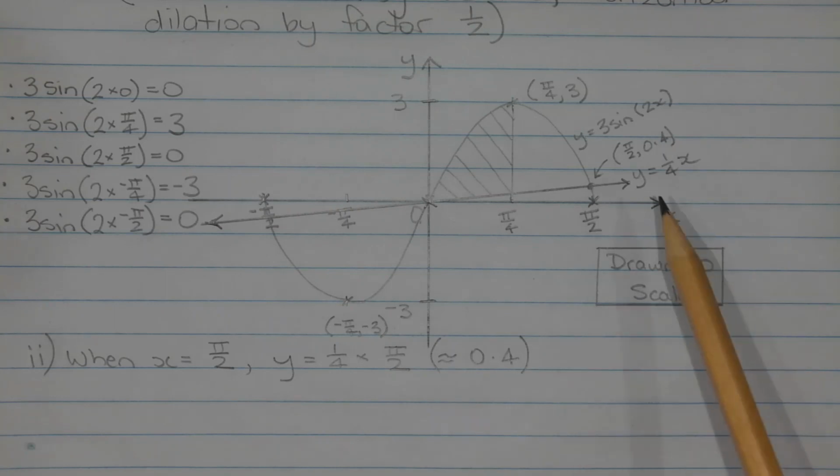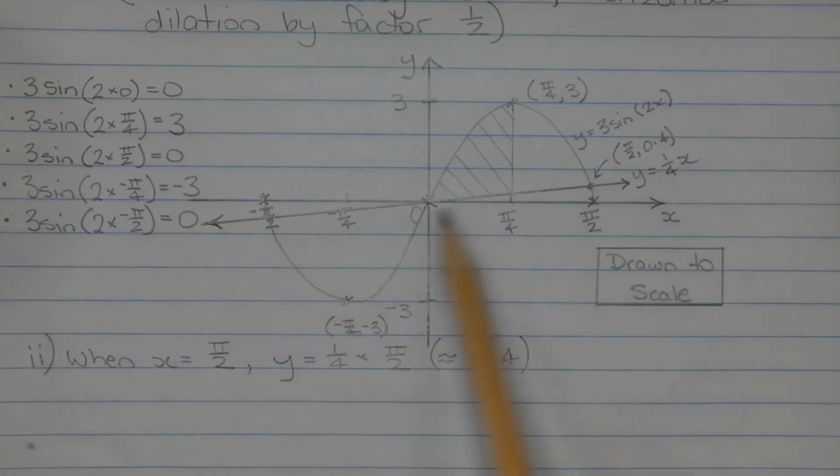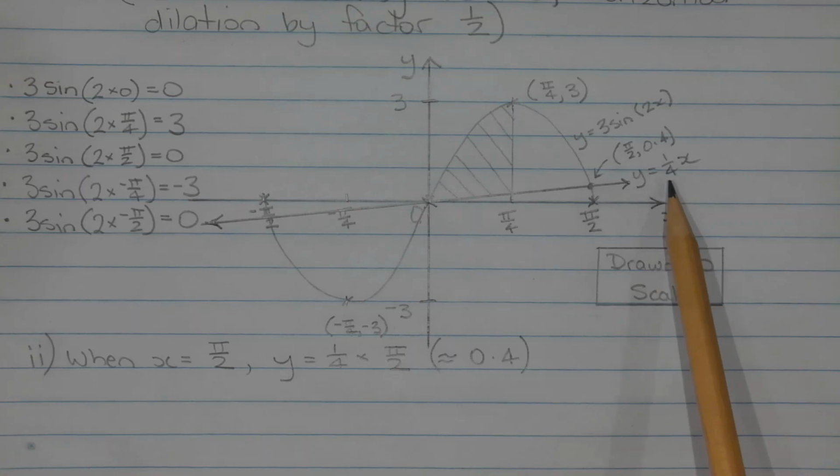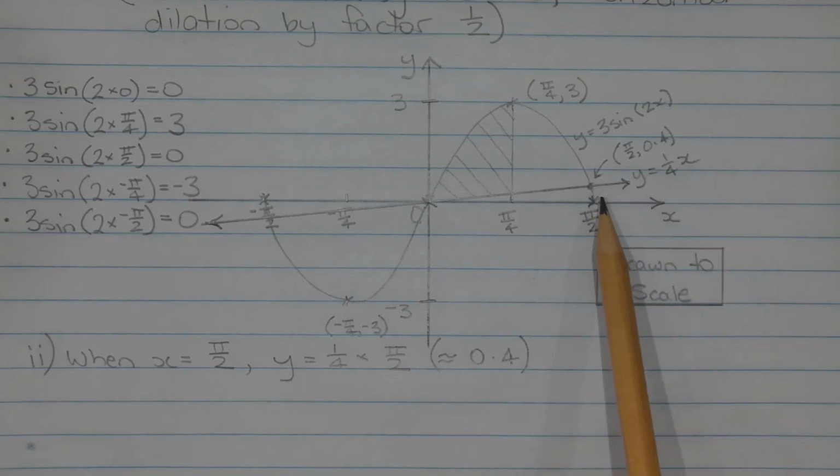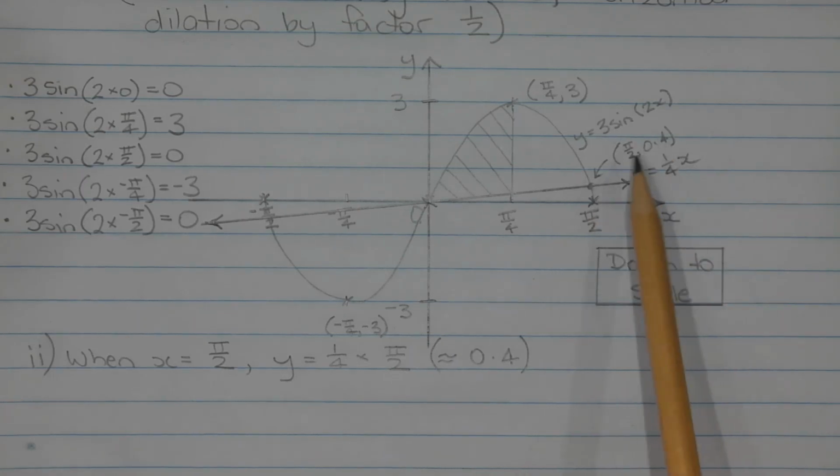The graph of the equation y equals 1/4 x is a straight line that will pass through the origin. We need to find another point in order to be able to locate the line. So I'm going to choose a point where x equals pi over 2 and find the corresponding y value. So when x equals pi over 2, y is equal to 1/4 times pi over 2, which is approximately 0.4. So the line y equals 1/4 x will pass through the point pi over 2, 0.4.